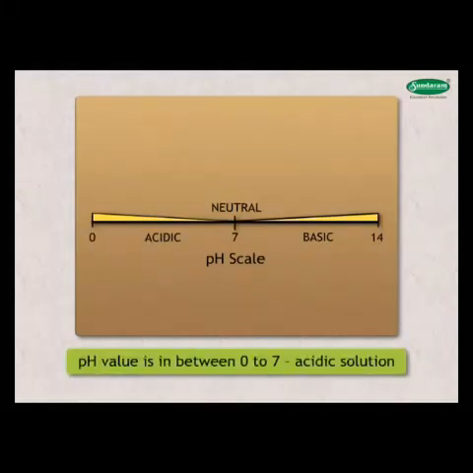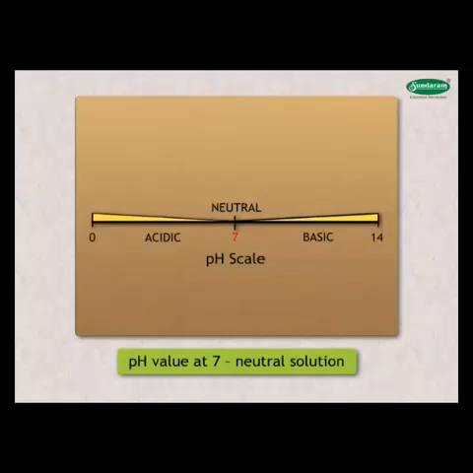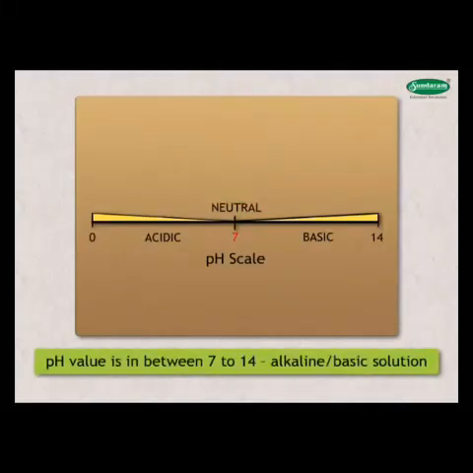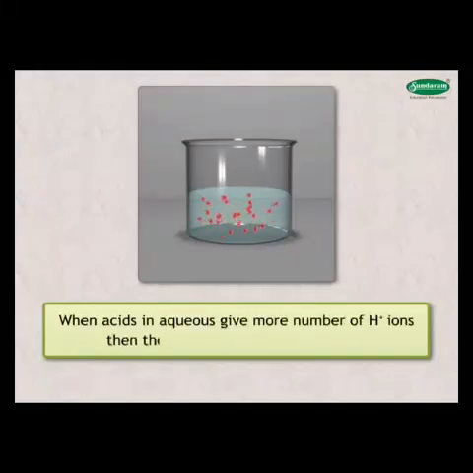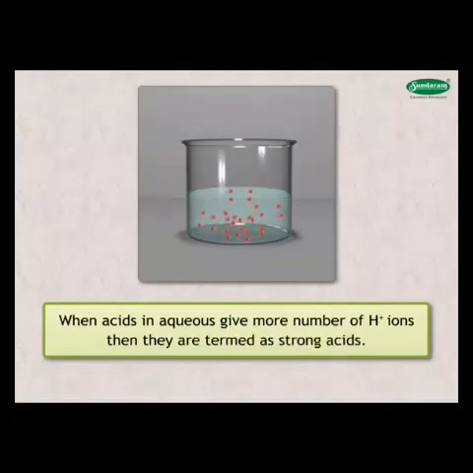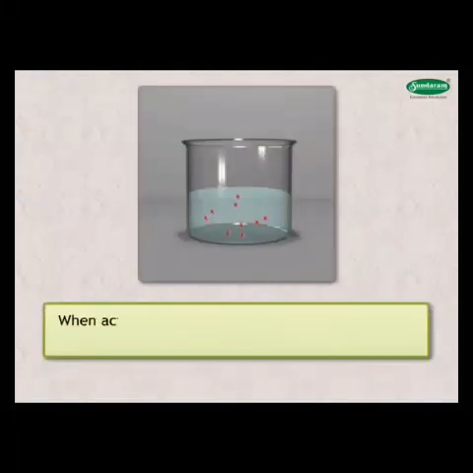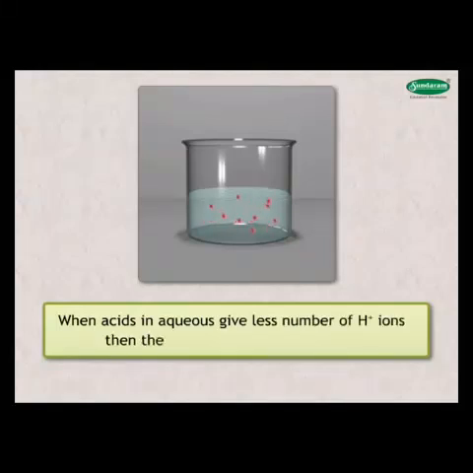When the pH value is between 0 to 7, the solution is acidic in nature. At value 7, the solution is neutral, and between 7 to 14, the nature of the solution becomes alkaline or basic. When acids in aqueous solution give more H+ ions, they are termed strong acids. Similarly, when acids in aqueous solution give fewer H+ ions, they are termed weak acids.